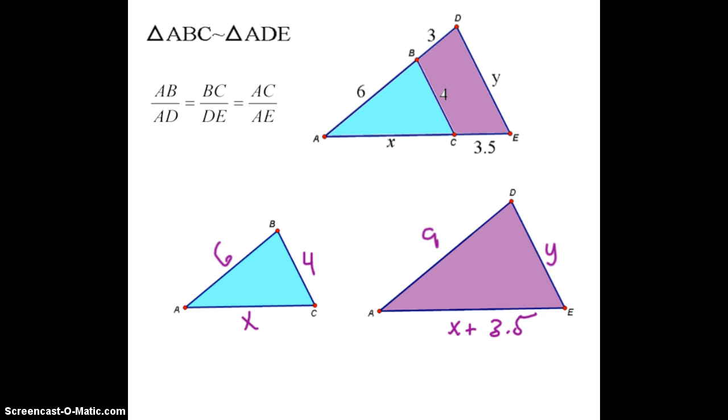So another thing that you could do, though, once you have all this information down, is you could just write a proportion. You could say 6 is to 9 as 4 is to y as x is to x plus 3.5. Once you have all of this information laid out, like organized, you may not need the statement of proportionality, although it does help keep everything organized and help keep you from making mistakes.